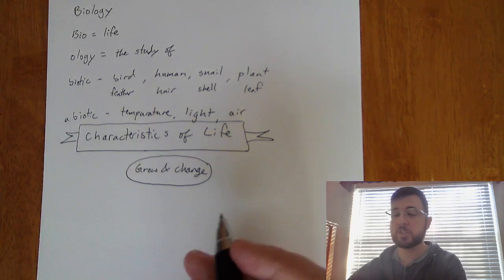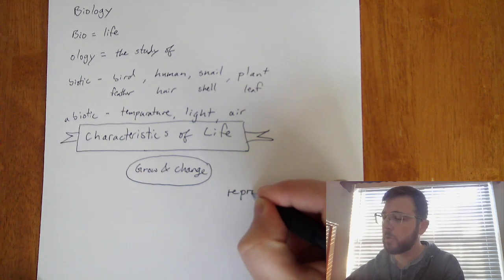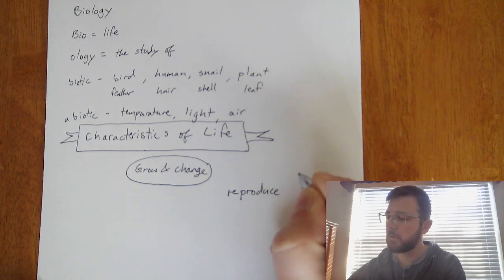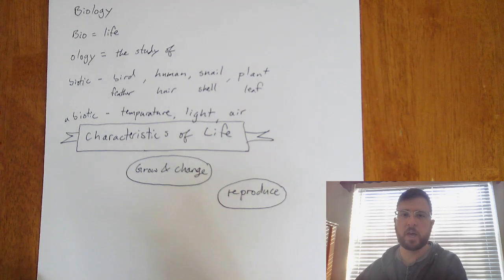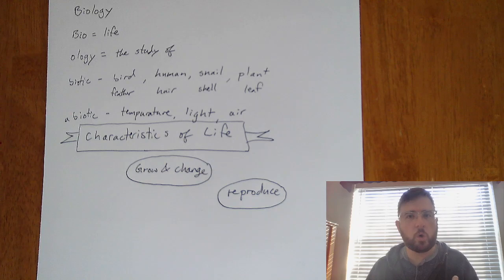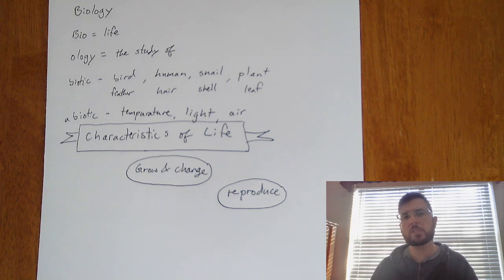In addition to growing and changing over time, all living things reproduce. Now, this doesn't mean that if you haven't reproduced you're not considered alive. We look at the population, so all of the organisms, and if they can reproduce, then we consider them living. And humans can reproduce, and I'm going to assume that you are a human watching this.